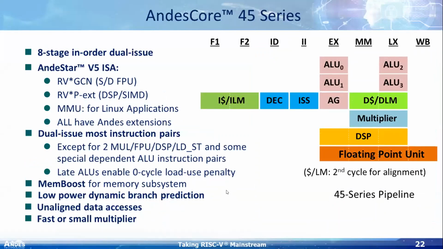Okay, so the 45 series is an 8-stage in-order dual issue CPU. Again, MMU for Linux application. Actually, it's perfect for Linux application. Like I said, it's a dual issue, so most instruction pairs, of course, not every one. Like in other CPU designs, some cannot pair together. A nice thing here is that we have late ALUs, which allows us to have a 0-cycle load use penalty, as you can see here, in the first and the second row. And then we also have the memory boost to improve the memory subsystem, as well as low power dynamic branch prediction, again unaligned data access, and of course the multiplier can be configured.